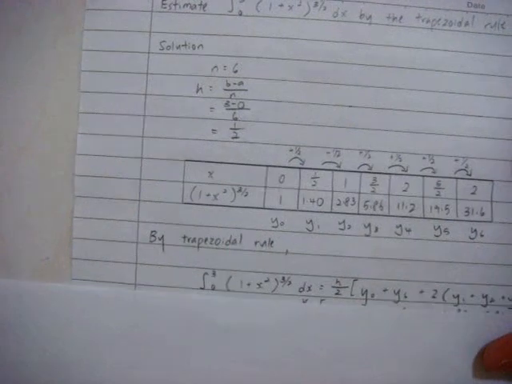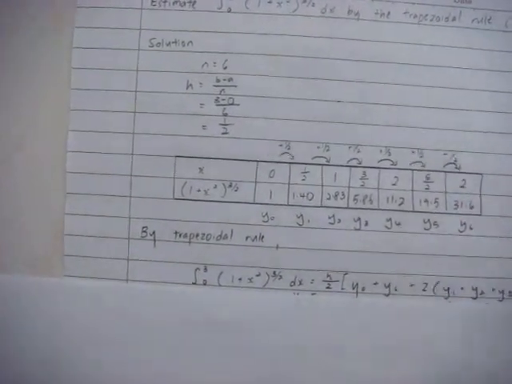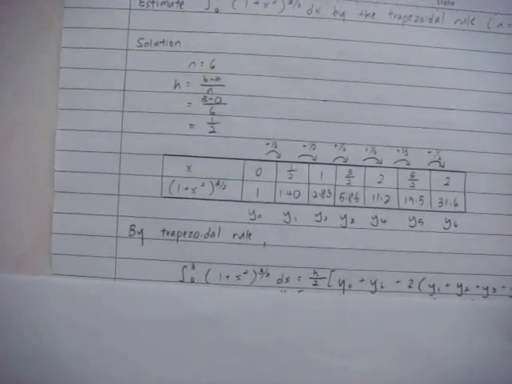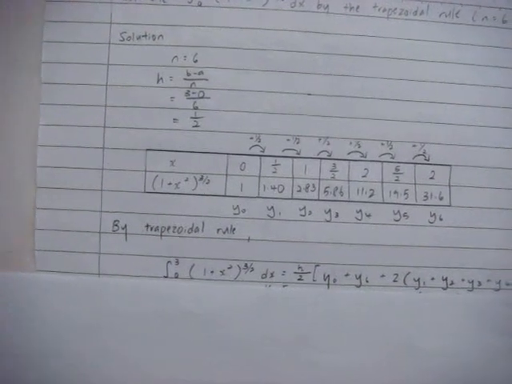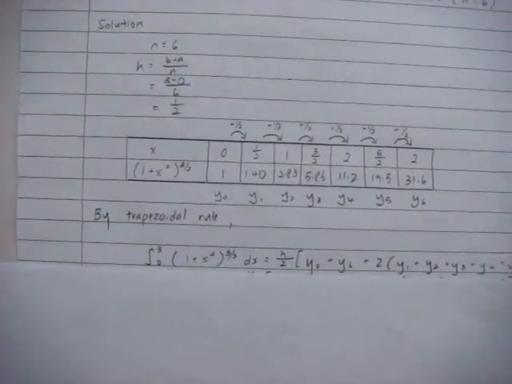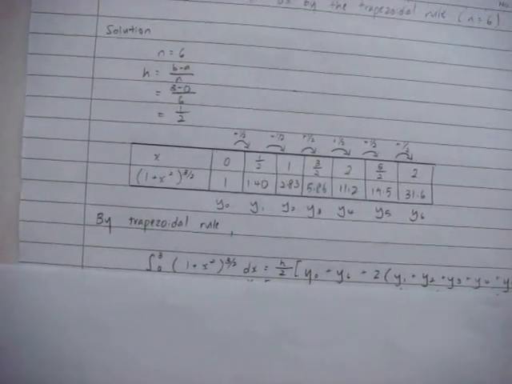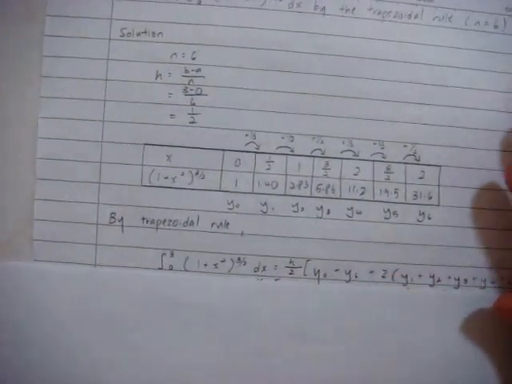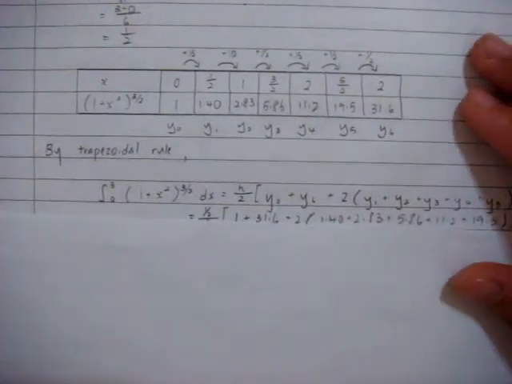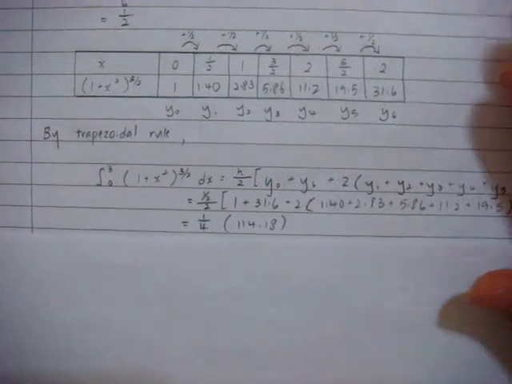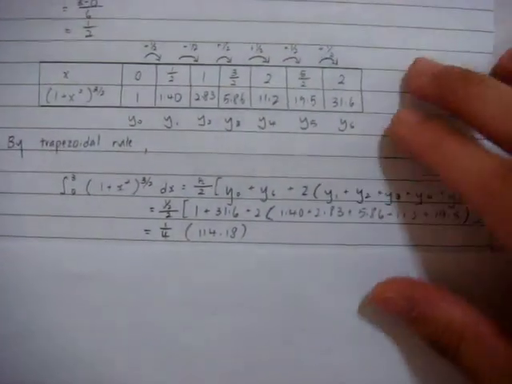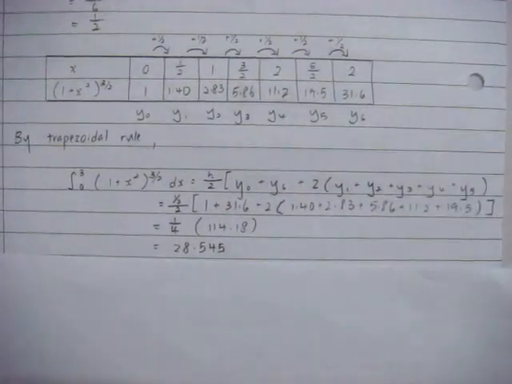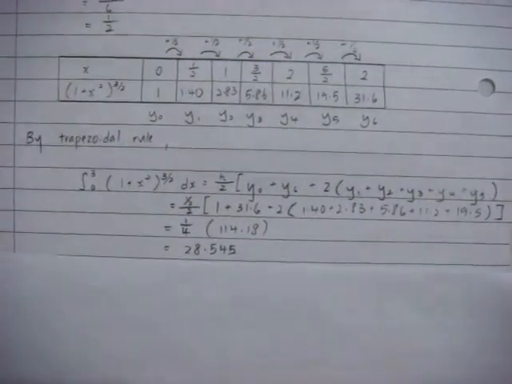By using the trapezoidal rule, the integral of (1 plus x squared) to the power of 3 over 2 from 0 to 3 is given as this formula. And after we substitute all the values in, we will get 28.545 as the answer.